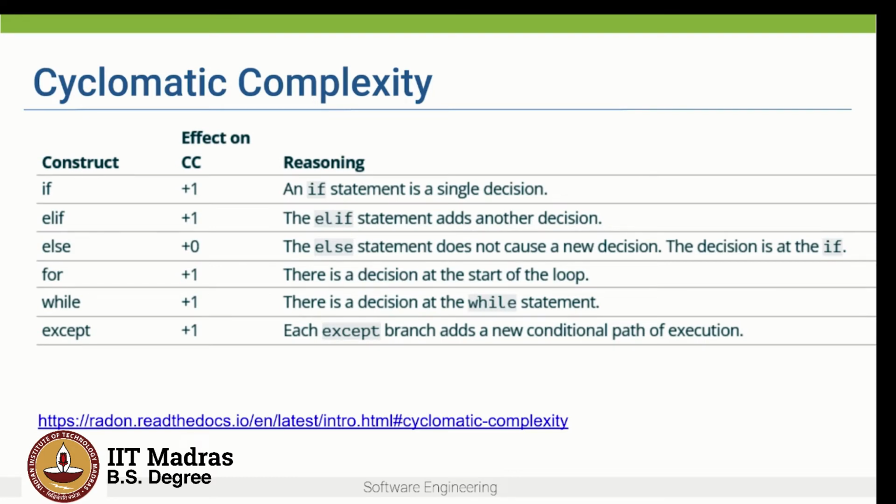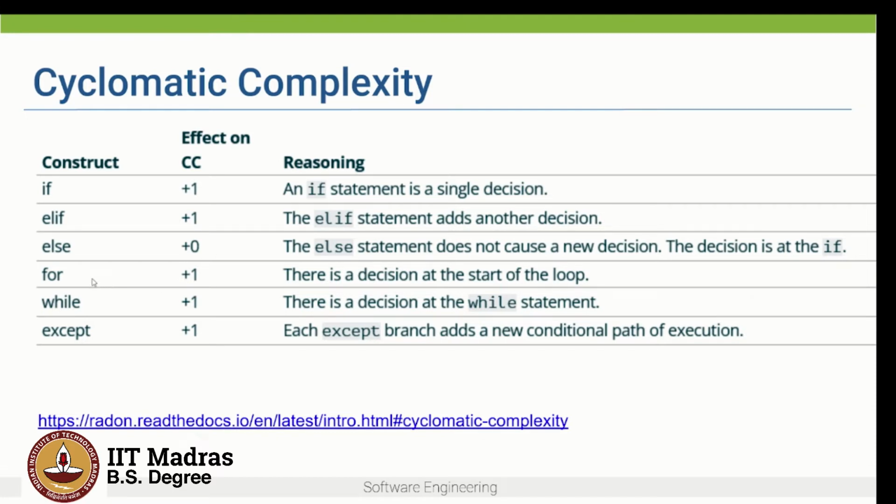So based on different constructs, the cyclomatic complexity of our code changes, right? As we saw, if there is an if condition, the cyclomatic complexity, or CC, increases by 1. If there is an else if, there is another if, right? So again, the CC increases by 1. However, for an else, we are not introducing a new decision into our code, so there won't be any change in the cyclomatic complexity.